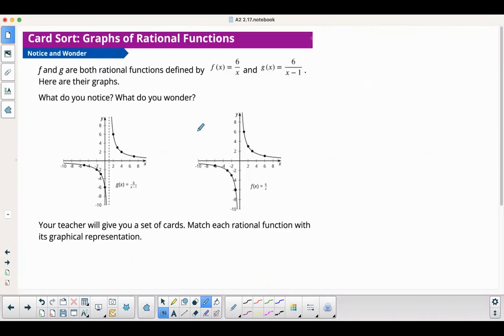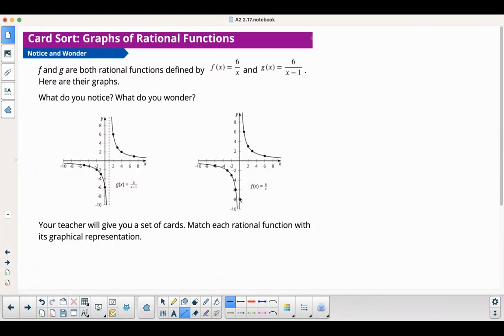All right, so here's a notice and wonder. F and G are both rational functions. So here's F, here's the function, here's the graph for F, and then here's G, here's the function, here's the graph of G. What do you notice? What do you wonder? So I would say I noticed that they both have vertical asymptotes.